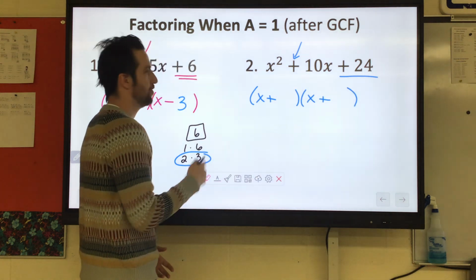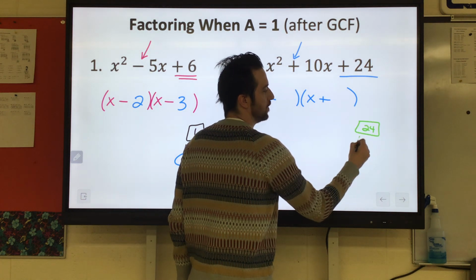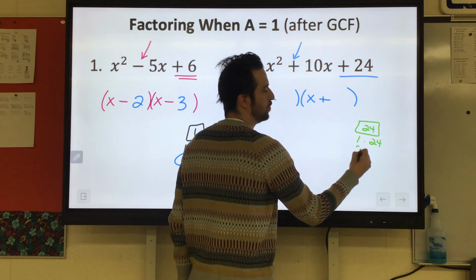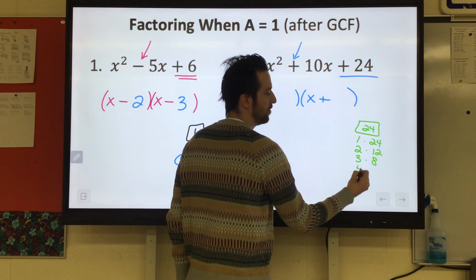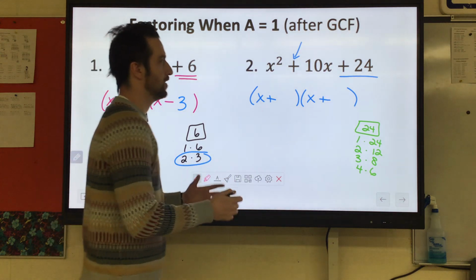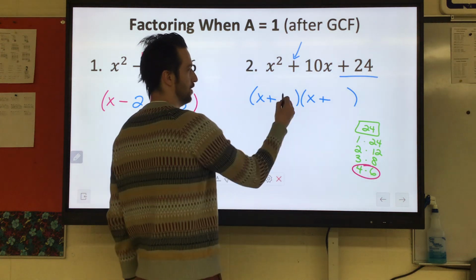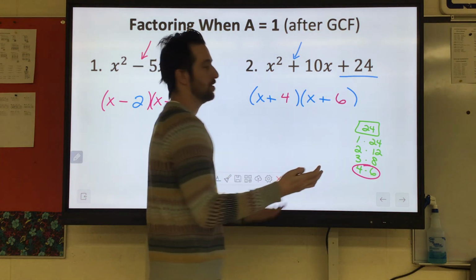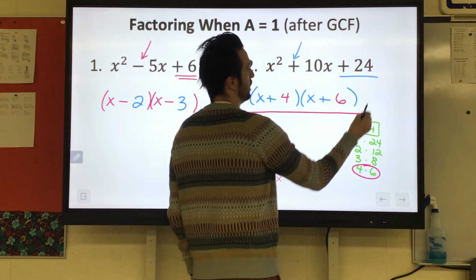Again, we're thinking about factors of 24. So 24 could be 1 times 24. It could be 2 times 12. It could be 3 times 8. Heck, it could even be 4 times 6. We need the set that adds up to positive 10. Whoop, 4 and 6. Again, they're both plus, so it doesn't make a difference which one you put first. That would be our final answer on that.